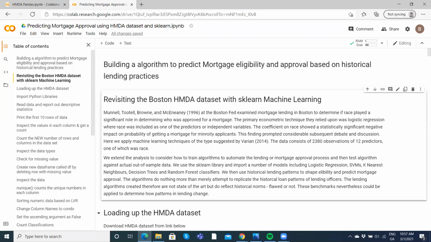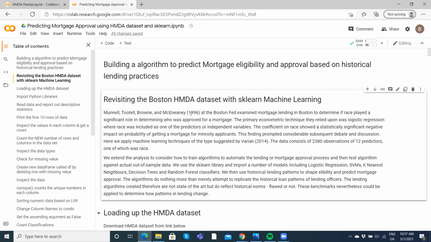Okay, so in this video, we're going to look at how we might go about building an algorithm to predict mortgage eligibility and approval. And we're going to base this on historical lending practices. Again, this is a slightly different perspective to approaches that have been used when considering the HMDA dataset, which was originally developed by Munnell, Tootell, Browne, McEneaney.